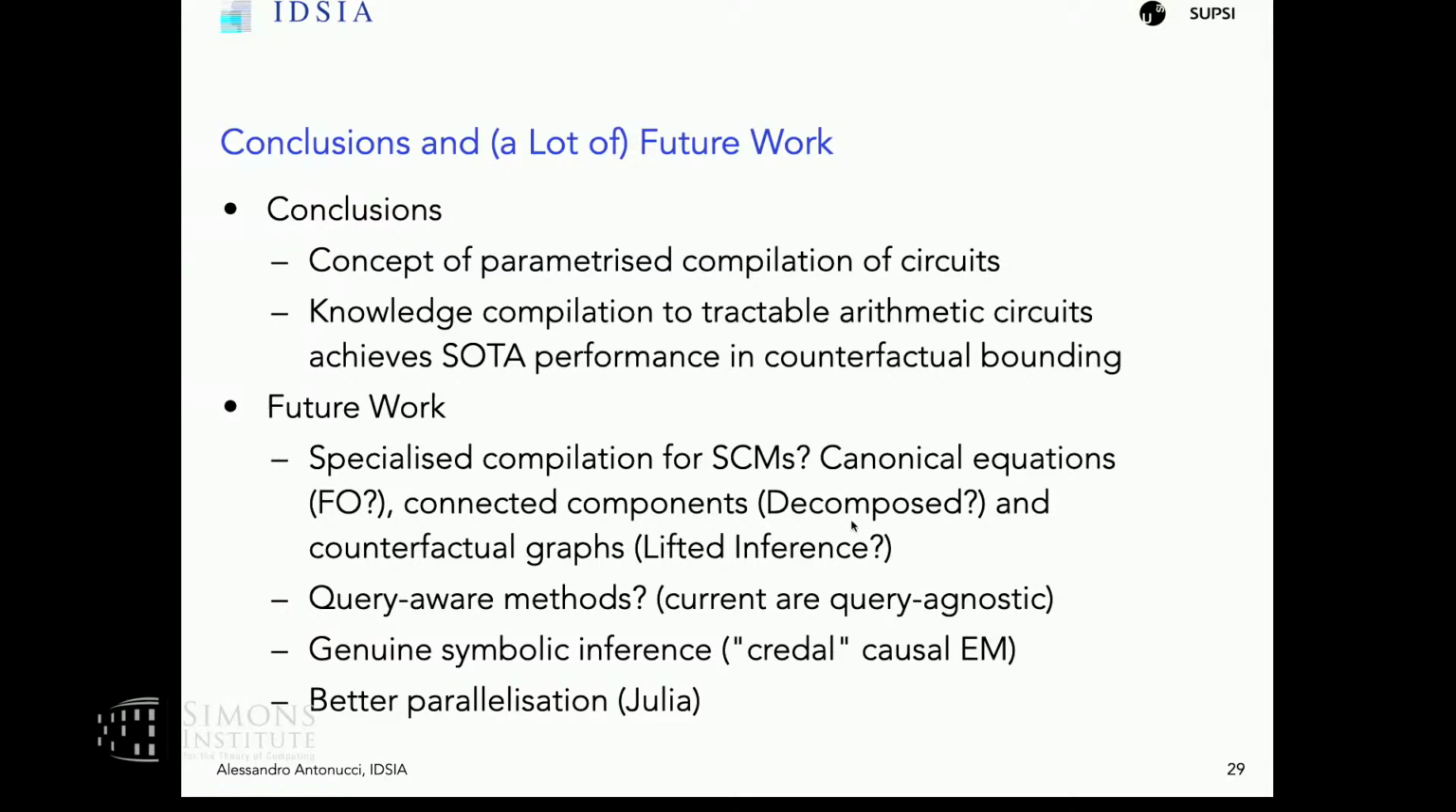And of course, we have to do a better implementation of the parallelization. We plan to use Julia, which is probably a better choice for that. That's it. Maybe I'm in time. Thank you, guys, for your time.